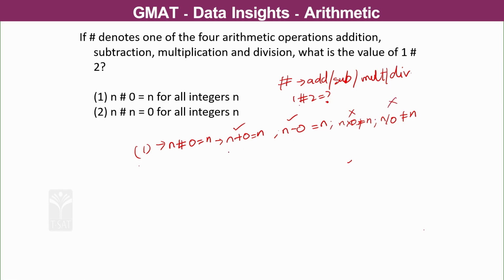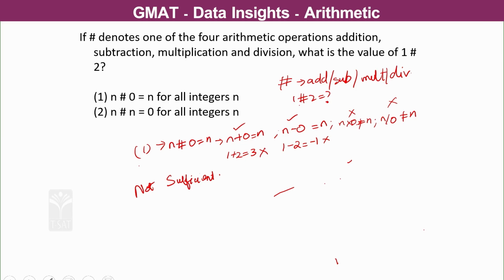So, when it is addition, 1 hashtag 2 will be equal to what? 1 plus 2, that is equal to 3, and if it is subtraction, 1 minus 2 will give you minus 1. So, these are two different values that are coming. So, we cannot answer the question with this statement. So, this statement is not sufficient.